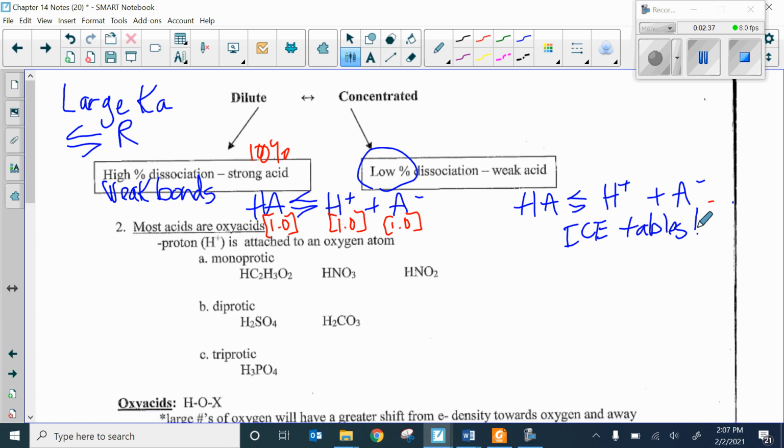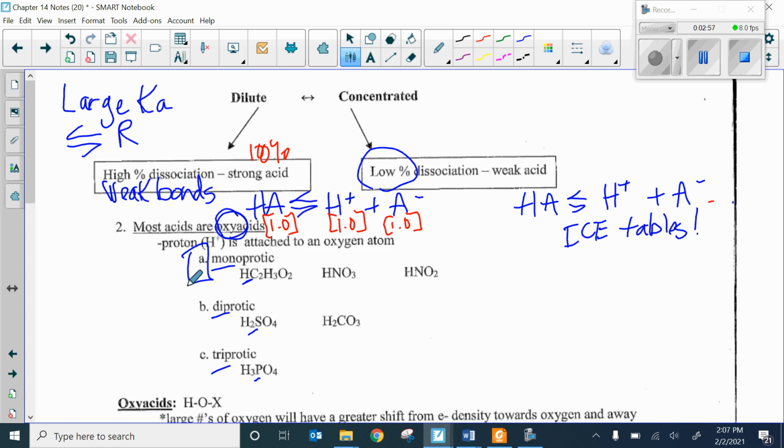Okay, so most acids are oxyacids. I hope you're focusing on that word oxy there. That means that there is oxygen attached. You can see monoprotic, diprotic, and triprotic. It just means the number of hydrogens that are there: 1, 2, and 3. We are going to focus on monoprotic acids. That's where the main emphasis is.